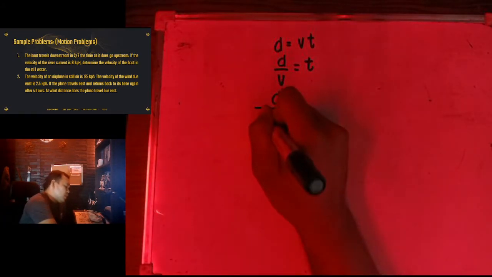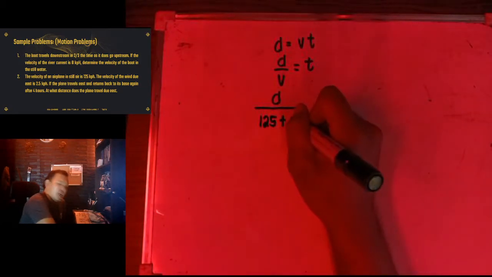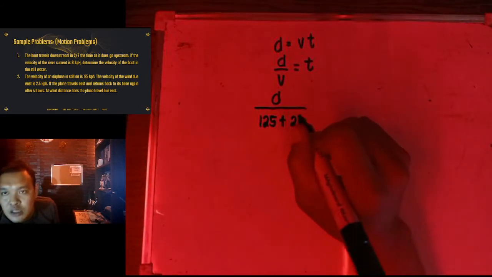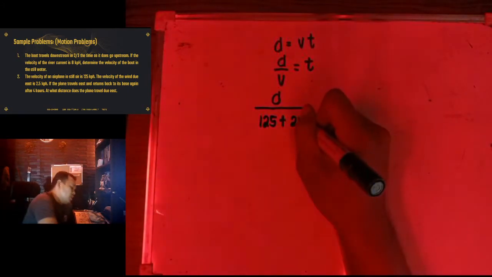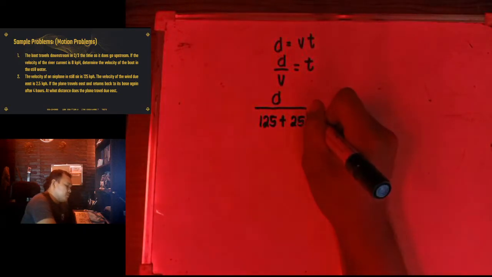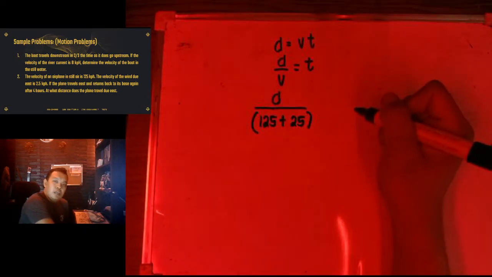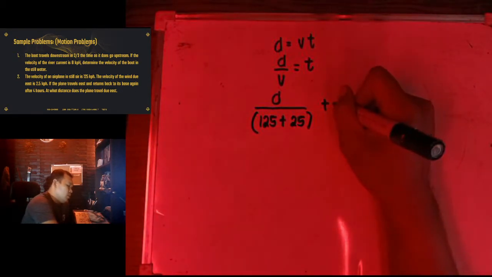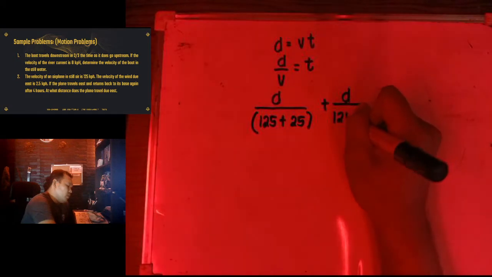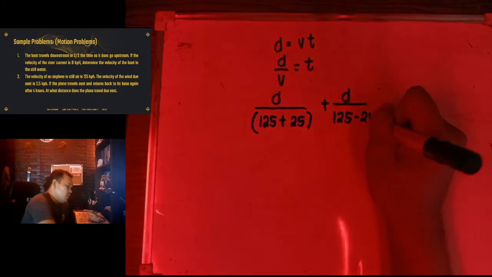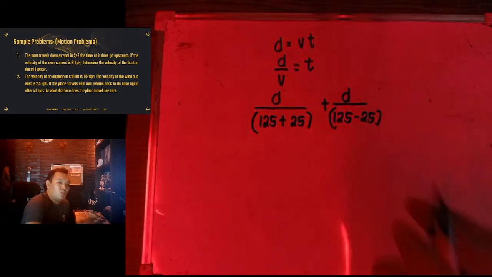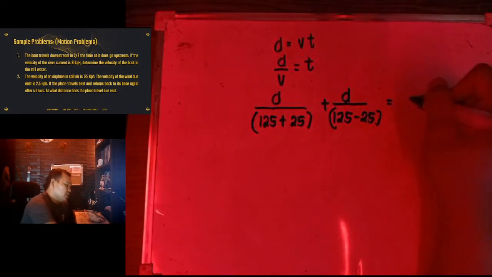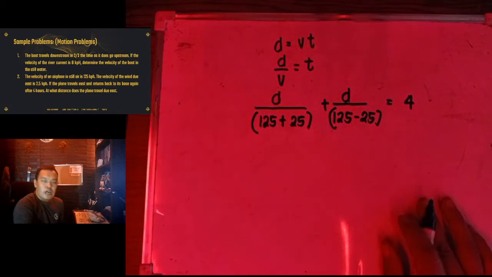So, 125 plus 25 po yan, 25 kph. Plus, yung distance pabalik, same distance lang din yung pabalik, all over 125 minus 25 na siya, no? Kasi pasalubong siya dun sa hangin. Equals, trinavel niya yon within 4 hours.